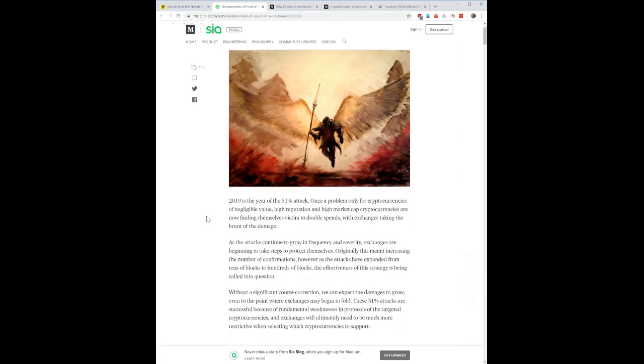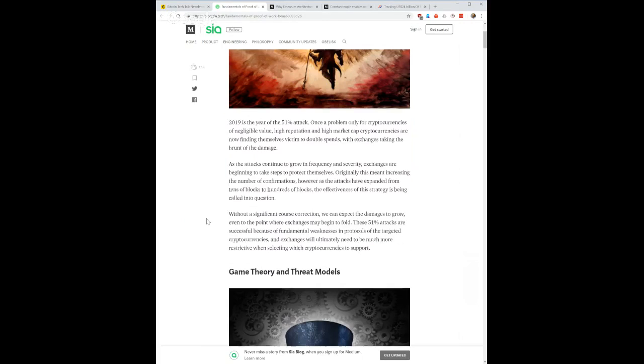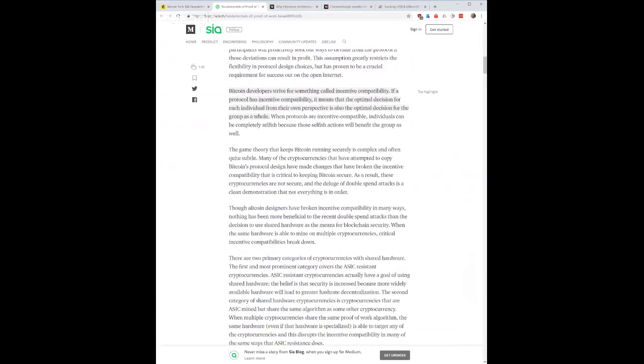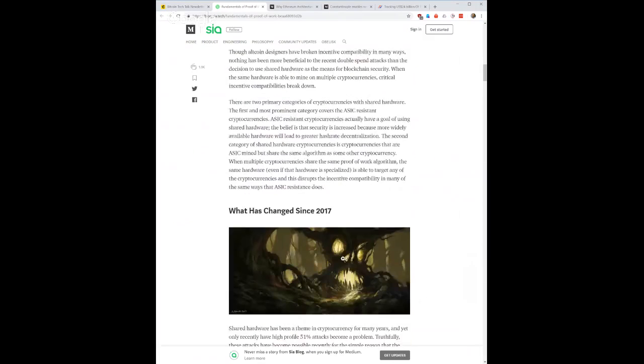Anyway, this article in particular is about 51% attacks, and he starts with a really bold declaration here. 2019 is the year of the 51% attack. We already had one with Ethereum Classic a couple of weeks ago, but there's a lot of data that he brings forward that is honestly really pretty compelling.